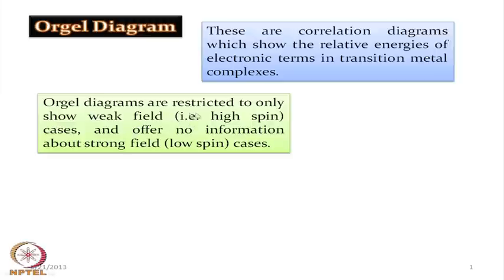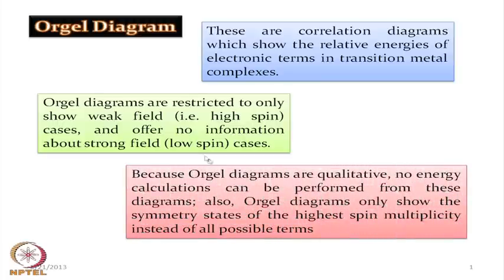And Orgel diagrams are restricted to only showing the weak field, that is mostly we will be talking about high spin complexes, and they offer no information about the strong field cases. So, it will be a very primitive correlation diagram involving the electronic states where we have only the weak field cases. That means we do not have the strong field cases, where we do not know what the energy of the corresponding term should be when we go to a very strong crystal field. Because these Orgel diagrams are qualitative, that is why we are calling it a very primitive one, no energy calculations can be performed from these diagrams.